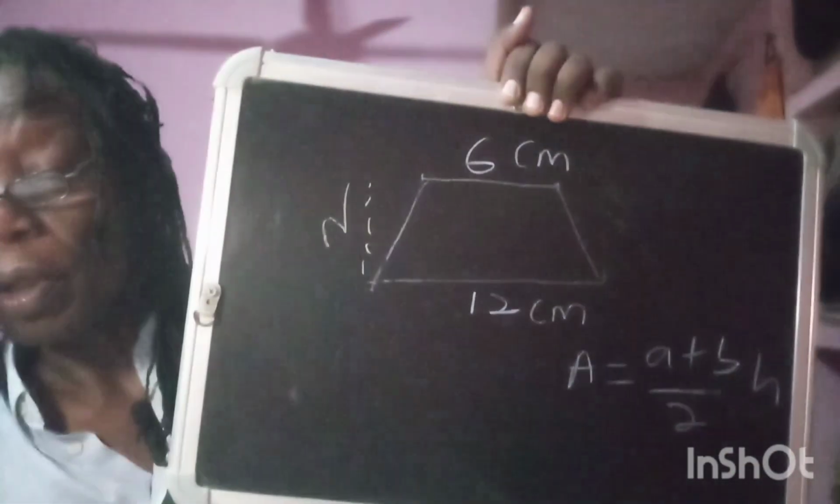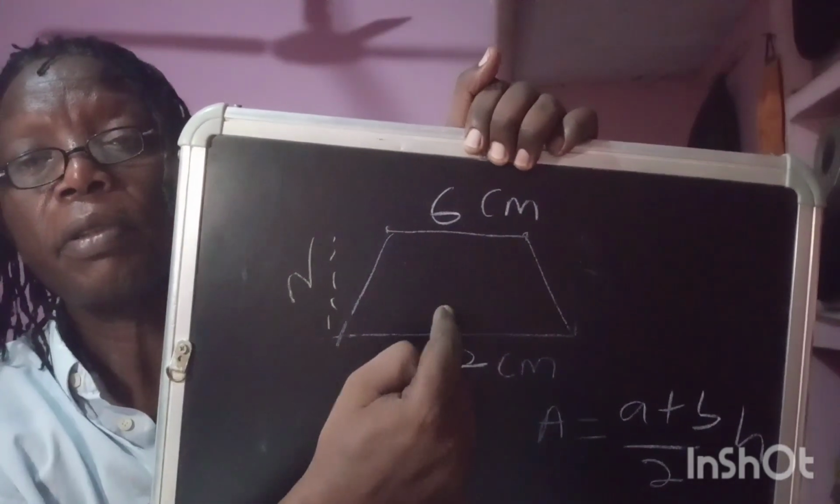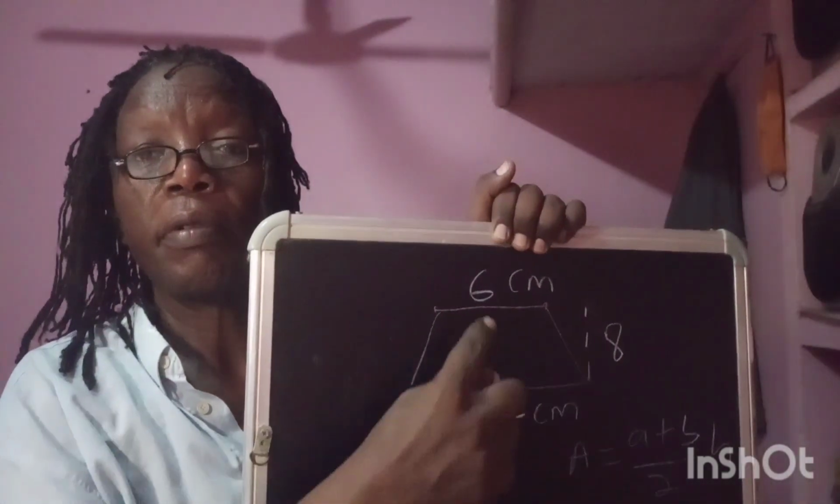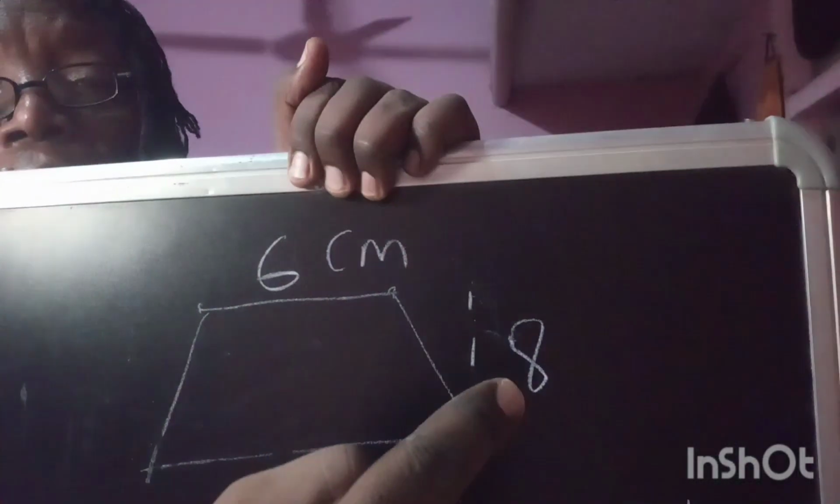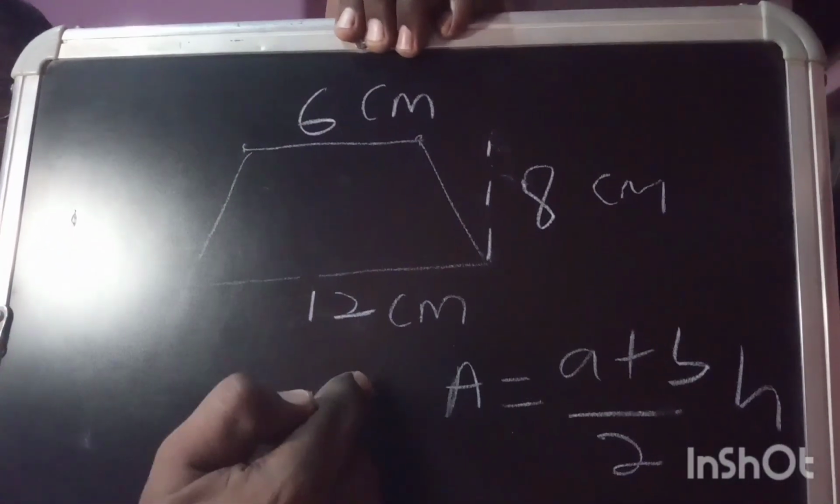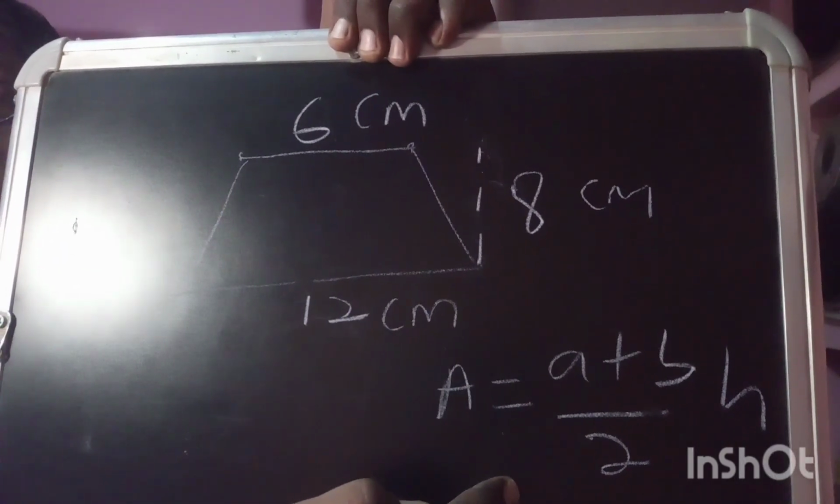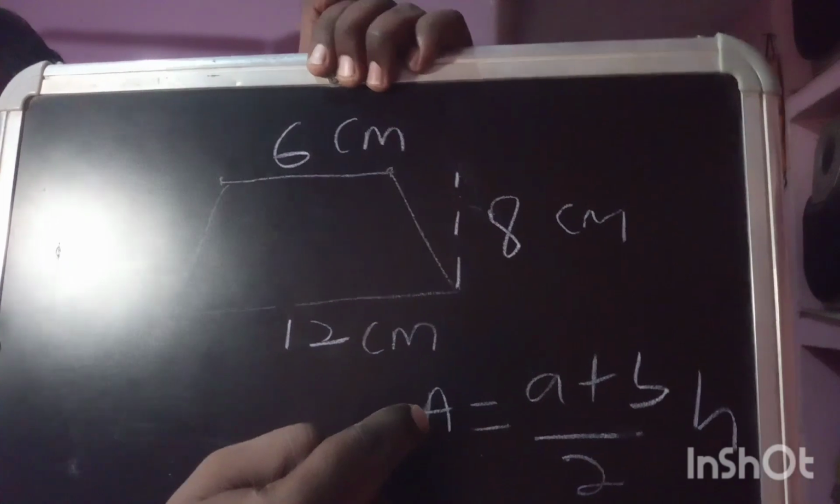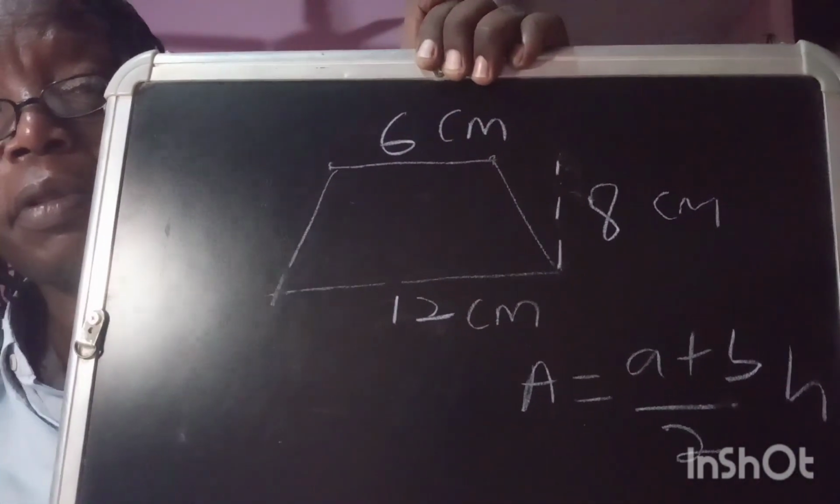Right, so we want to find the area of this trapezoid. I've given the height here, 8 centimeters. So this is 12, this is 6, this is 8 centimeters, and the formula is this one: area is equal to A plus B, which means the top plus the bottom, divided by 2, times the height. This will give you the area. Okay, are we together? Cool.